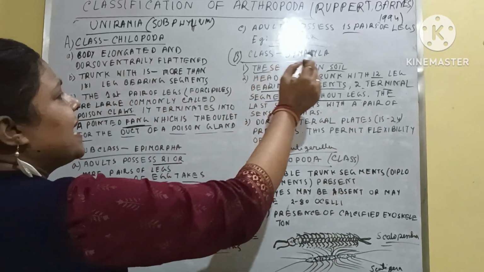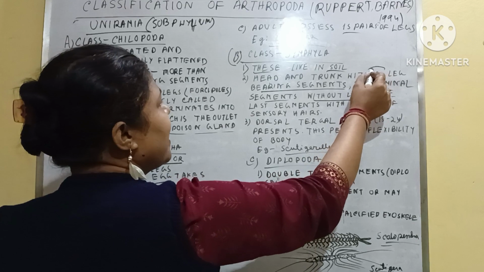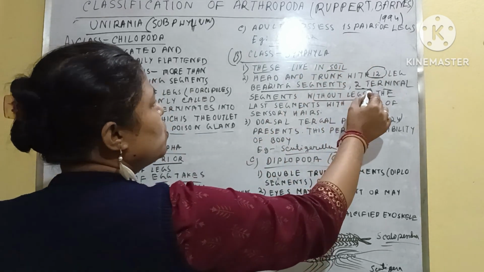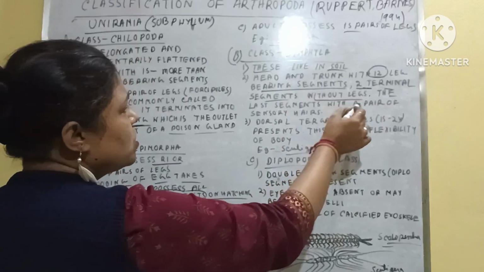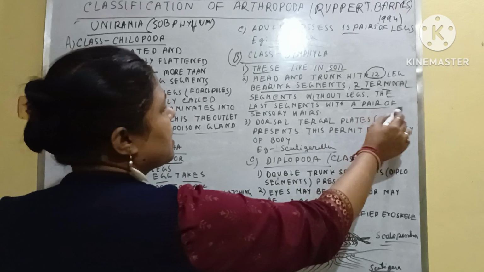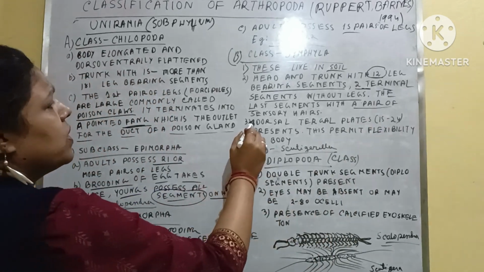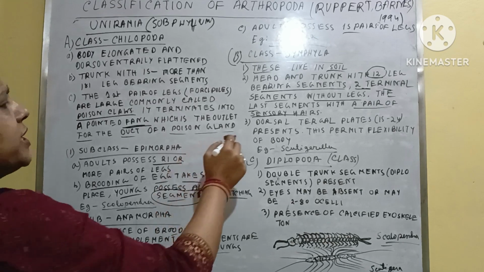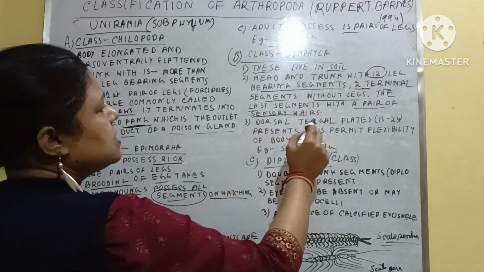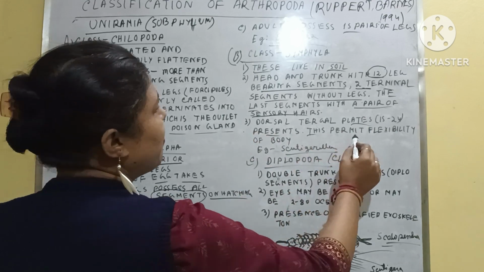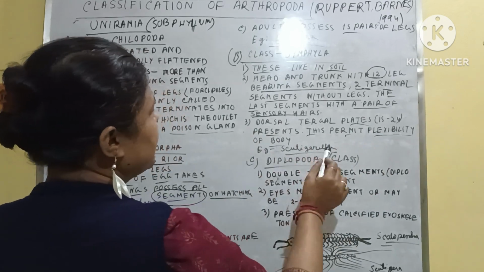Head present and trunk with 12 leg-bearing segments, whereas 2 terminal segments are without legs. And on the last segments, there is 1 pair of sensory hairs. Clear? The third point is the presence of dorsal tergal plates, and these permit flexibility of the body.